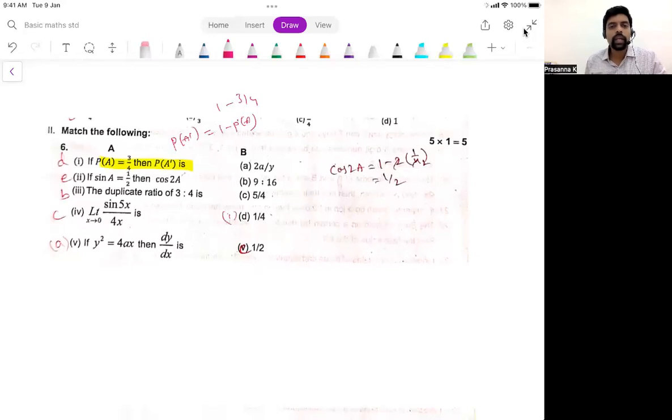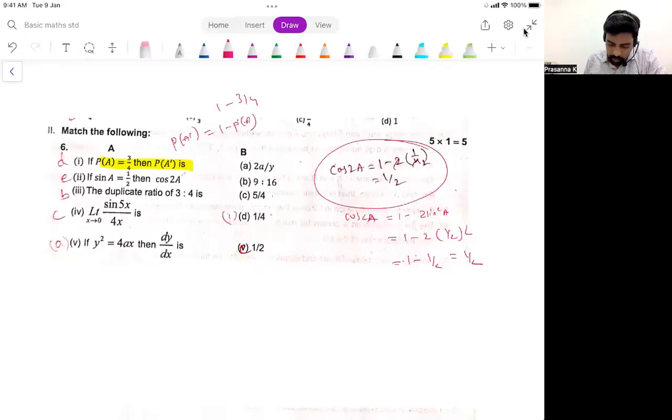Second one, if sine A equals half, then find the value of cos 2A. So cos 2A formula is 1 minus 2 sine square A. If you simplify this, you will get 1 minus 2 into 1 by 2 the whole square. You will get 1 minus half. 1 minus half is half. So for the second question, answer is 1 by 2.